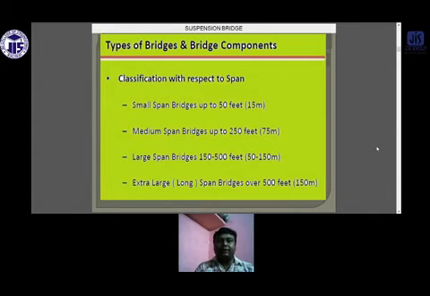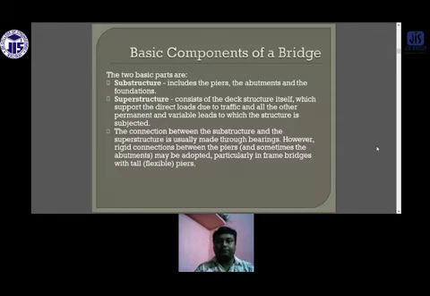So these are the types of bridges and bridge components. Classification with respect to span: small span bridges are up to 50 feet, medium span bridges are up to 250 feet, large span bridges are 150 to 500 feet, and extra large span bridges are over 500 feet.